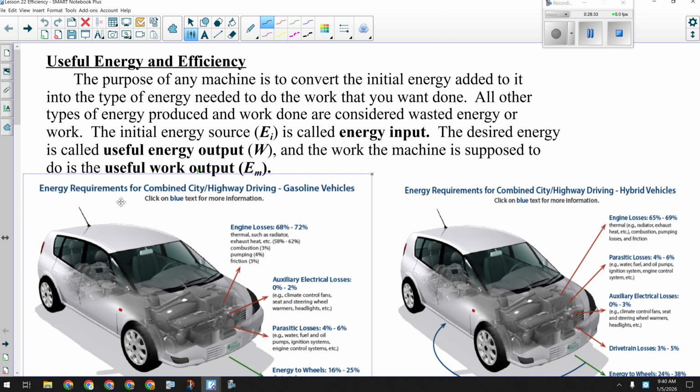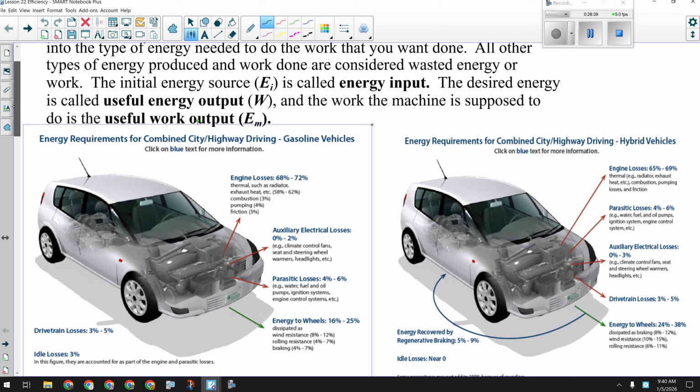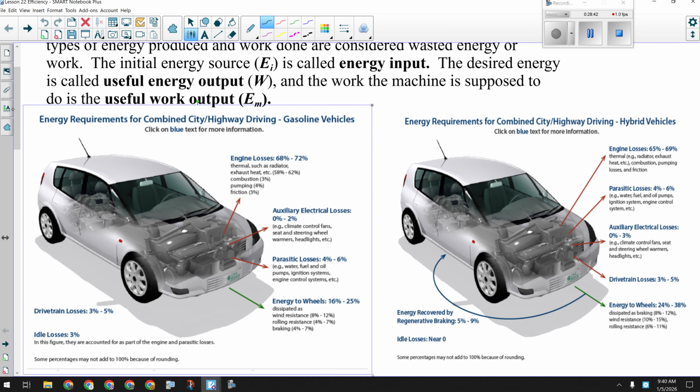We want to look at being more efficient. One of the ways to do it is to look at how we get back and forth to work every day. So if I have just a gasoline-powered vehicle, I turn it on and let's say I put $100 worth of gas in it. Not that hard to do these days. The engine will lose $68 to $72 of the gas I put in as waste.